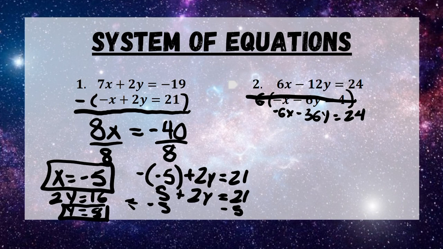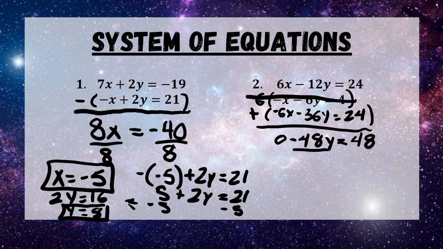Next, since the x's have the same number in front but opposite signs, we have to add the two equations together. 6x minus 6x cancel each other out. Negative 12y minus 36y is negative 48y. 24 plus 24 is 48. If we divide each side by negative 48, we're going to find that y is equal to negative 1.